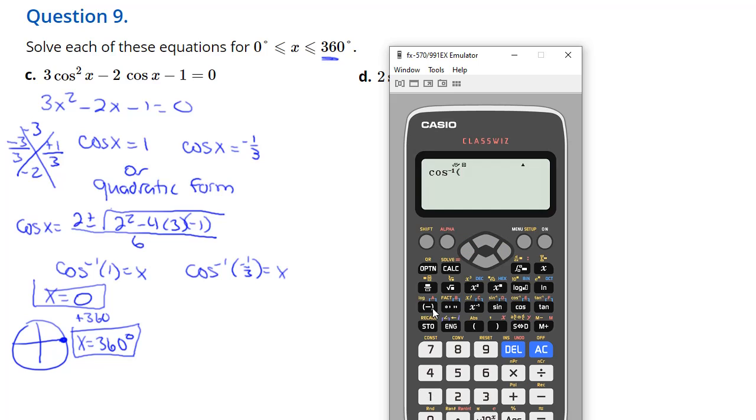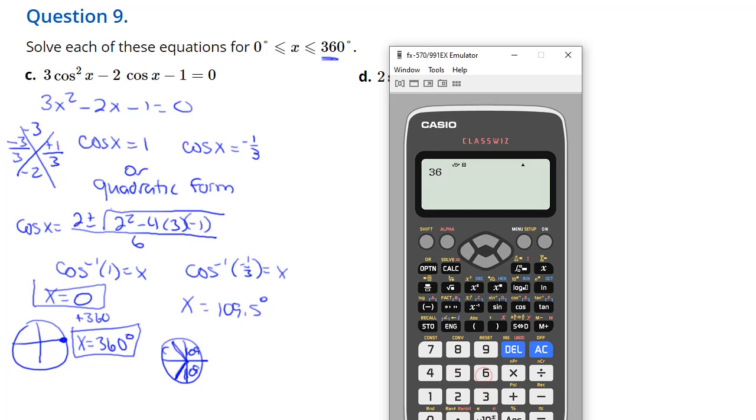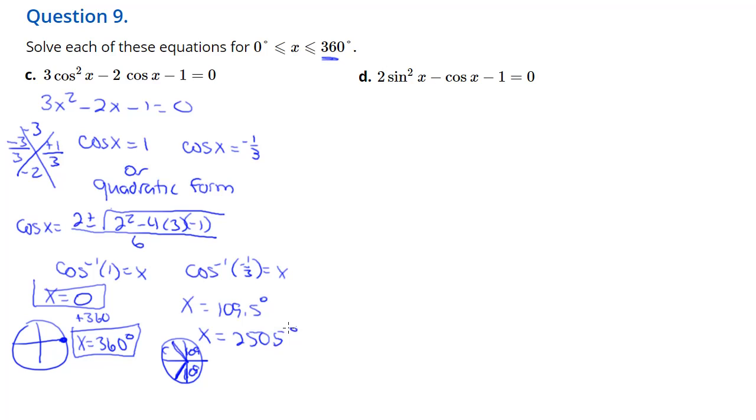And then when I put a negative 1/3 in here, I'm going to get the number 109.5, and that's degrees. And so now if I give a quick sketch of that, be careful, it's over here in the second quadrant, so that means the other angle is going to be down here. And so essentially the other angle is going to be 360 minus 109.5. If I just take my calculator and do that real quick, I'm going to find out that the other answer is 250.5. And I'm good to go. There's no more answers within the domain.